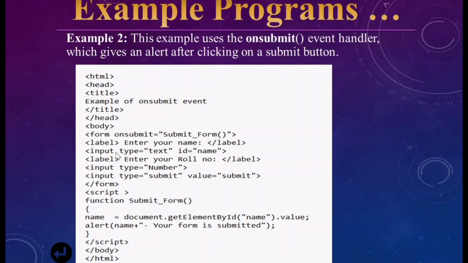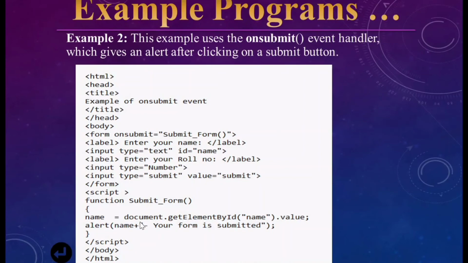Here we can see we have used the input field as text, and entered an ID as name and roll number as number, and a submit value. When the submit button is clicked, in the form onsubmit, the submitForm function will be called. When the submitForm function is called, here we have declared a variable as name.